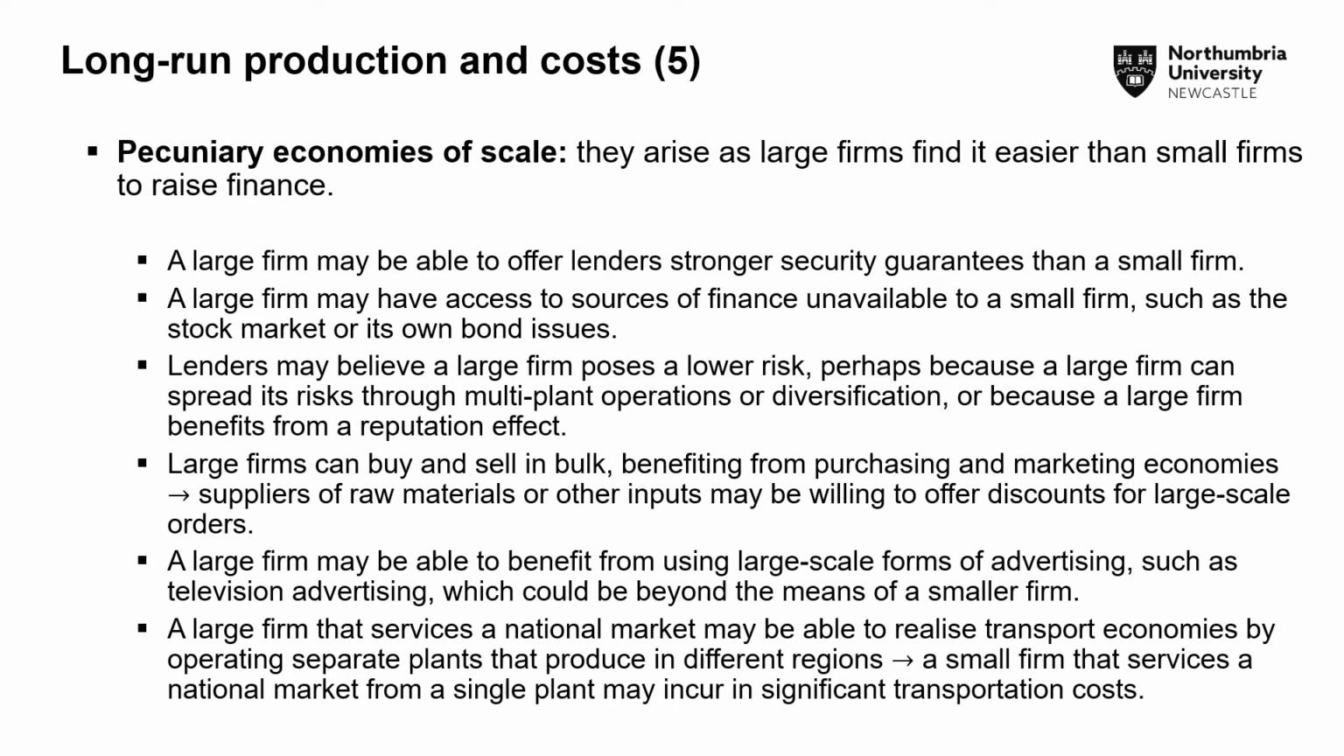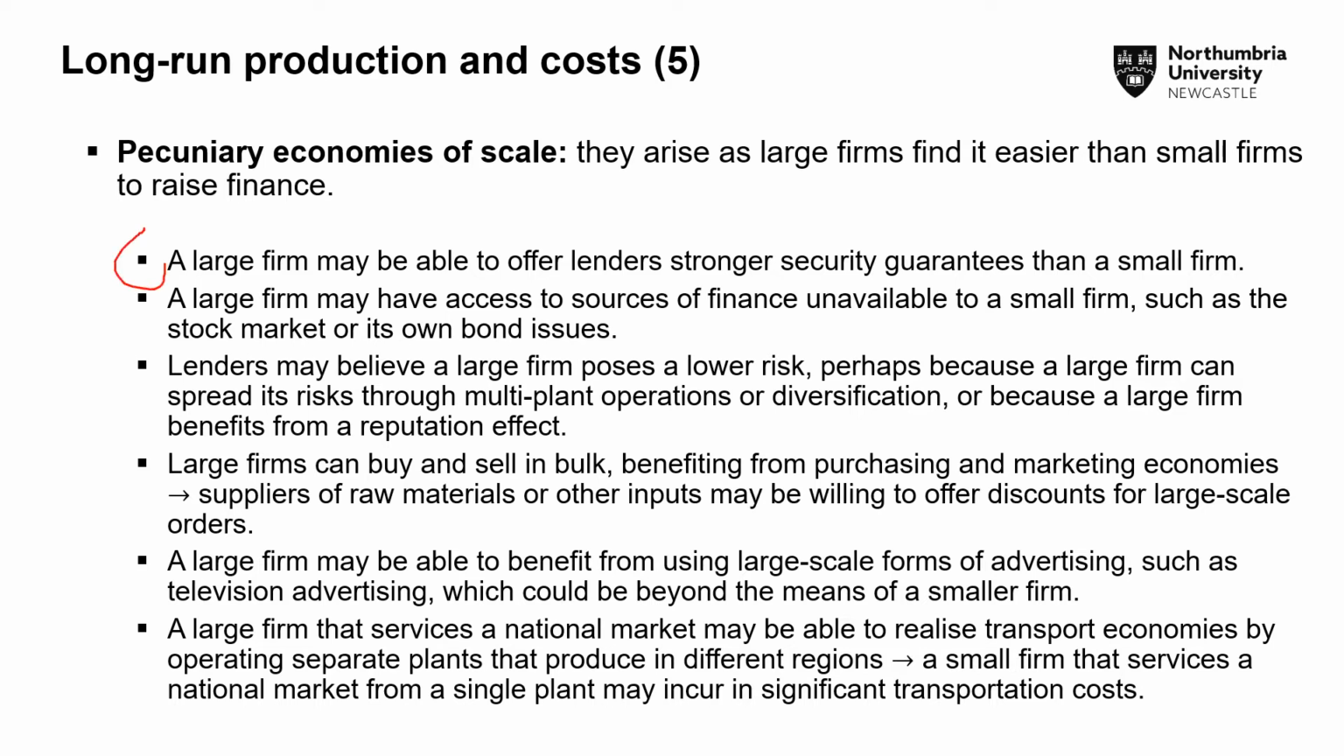Let's talk about pecuniary economies of scale. Why do these arise? These arise in large firms as large firms find it easier than small firms to raise finance. For example, a large firm may be able to offer its lenders stronger securities than a small firm. Why? Because a large firm is likely to have a lot of assets, and hence it can use those assets for collateral, specifically a lot more than a small firm. So hence it is lower risk. Also, a large firm may access sources of finance unavailable to a small firm. A large firm may, for example, be listed publicly, so it may raise finance on the stock market.